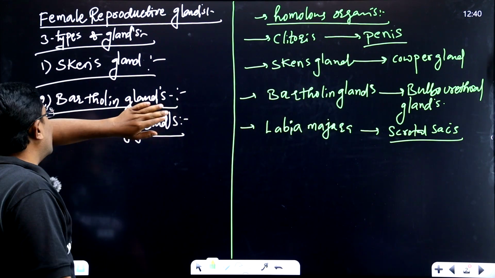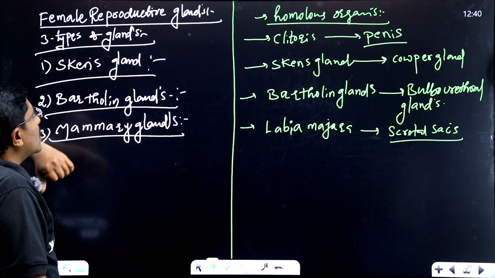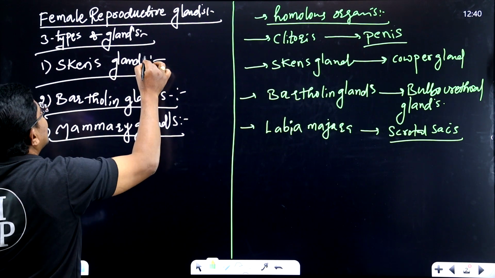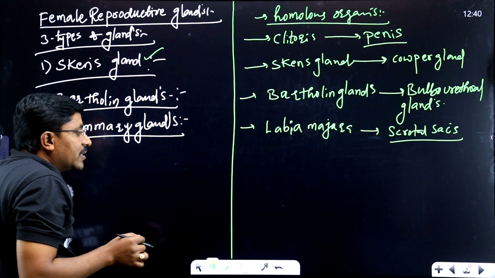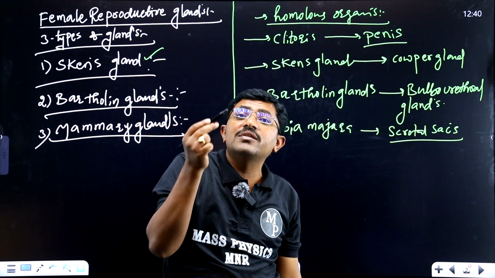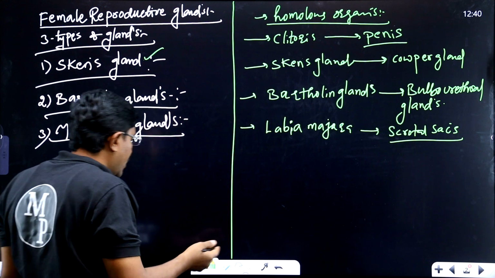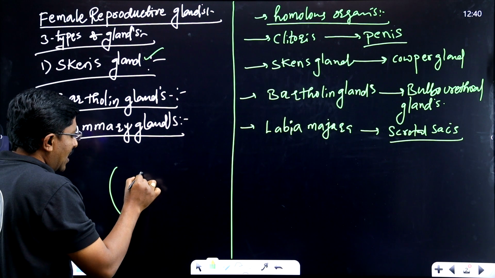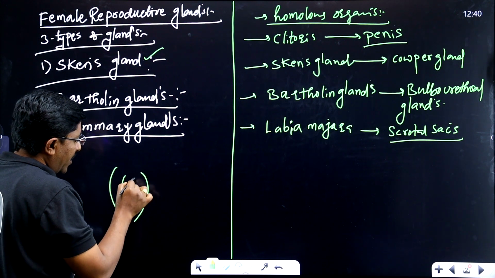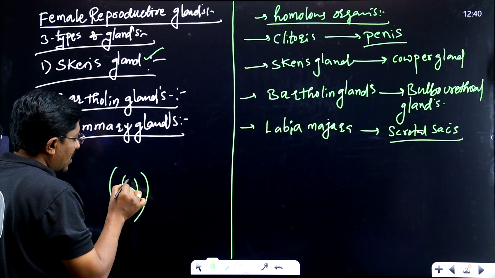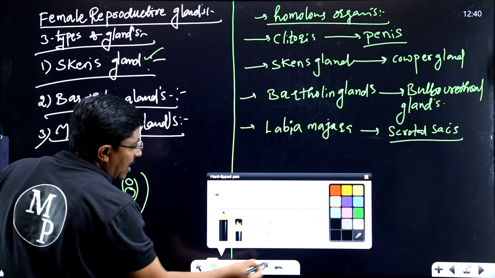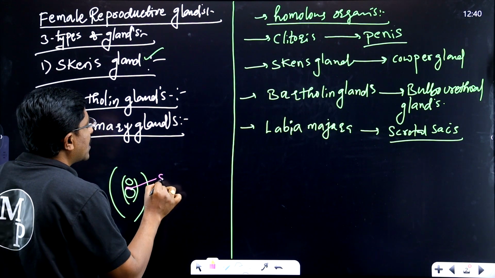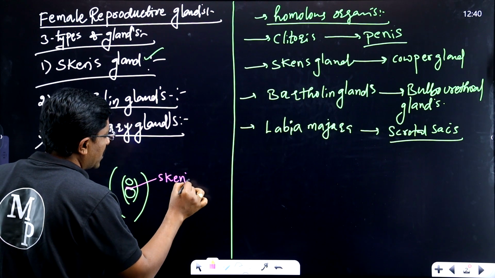Now we'll discuss the location and function of the Skene's glands, Bartholin glands, and mammary glands. The Skene's glands are present anterior to the vaginal orifice. For example, in the previous class we discussed the external genitalia: the labia majora and labia minora, the vaginal orifice, and the urethral orifice. Anterior to the vaginal orifice, the Skene's glands are present.